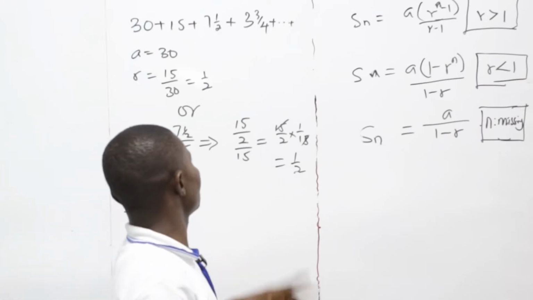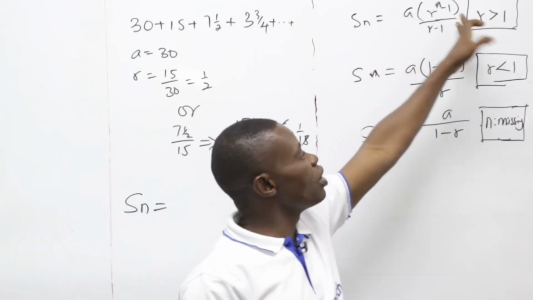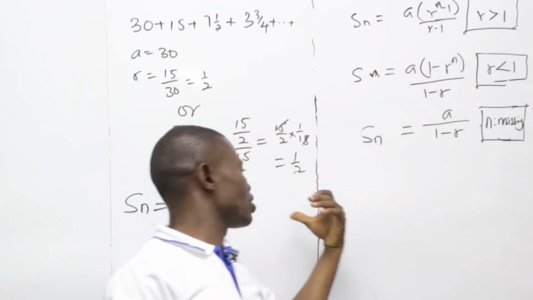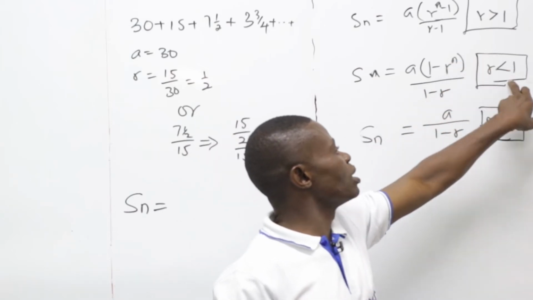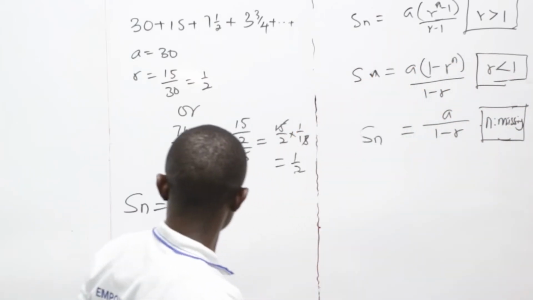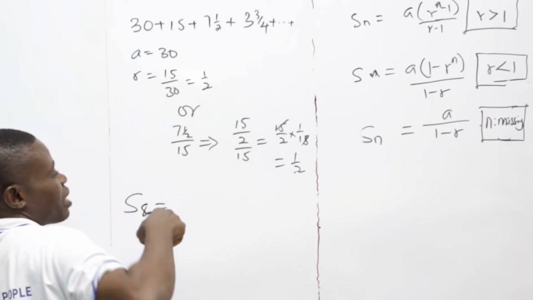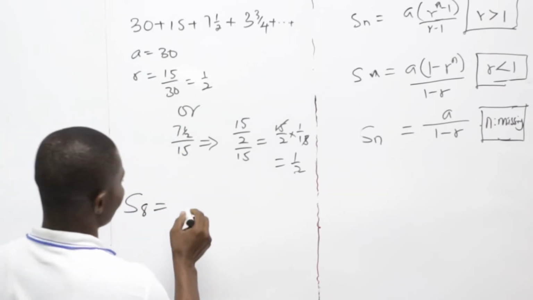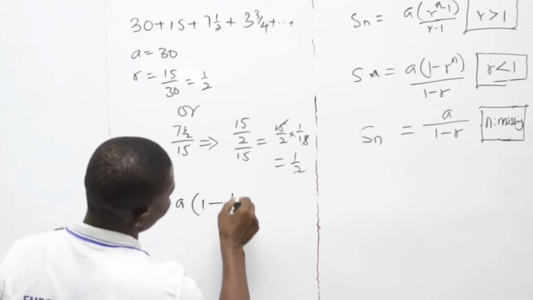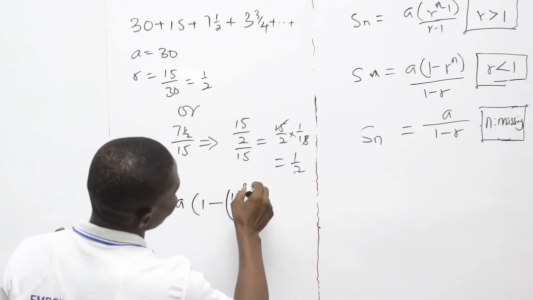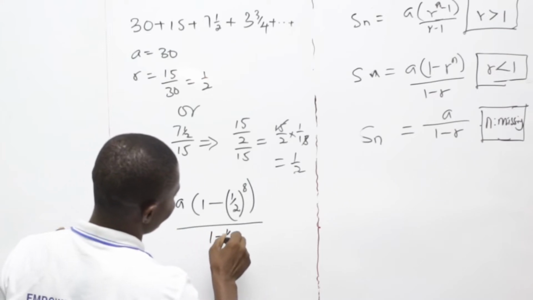How do we know? Ask yourself, is the common ratio greater than 1 or less than 1? 1 over 2 is 0.5. 0.5 is less than 1. Therefore, the formula is this. So Sn, you call it S8 because they say as far as the 8th term. S8 equals what? A into 1 minus 1 over 2 raised to power who? 8, all over 1 minus 1 over 2.